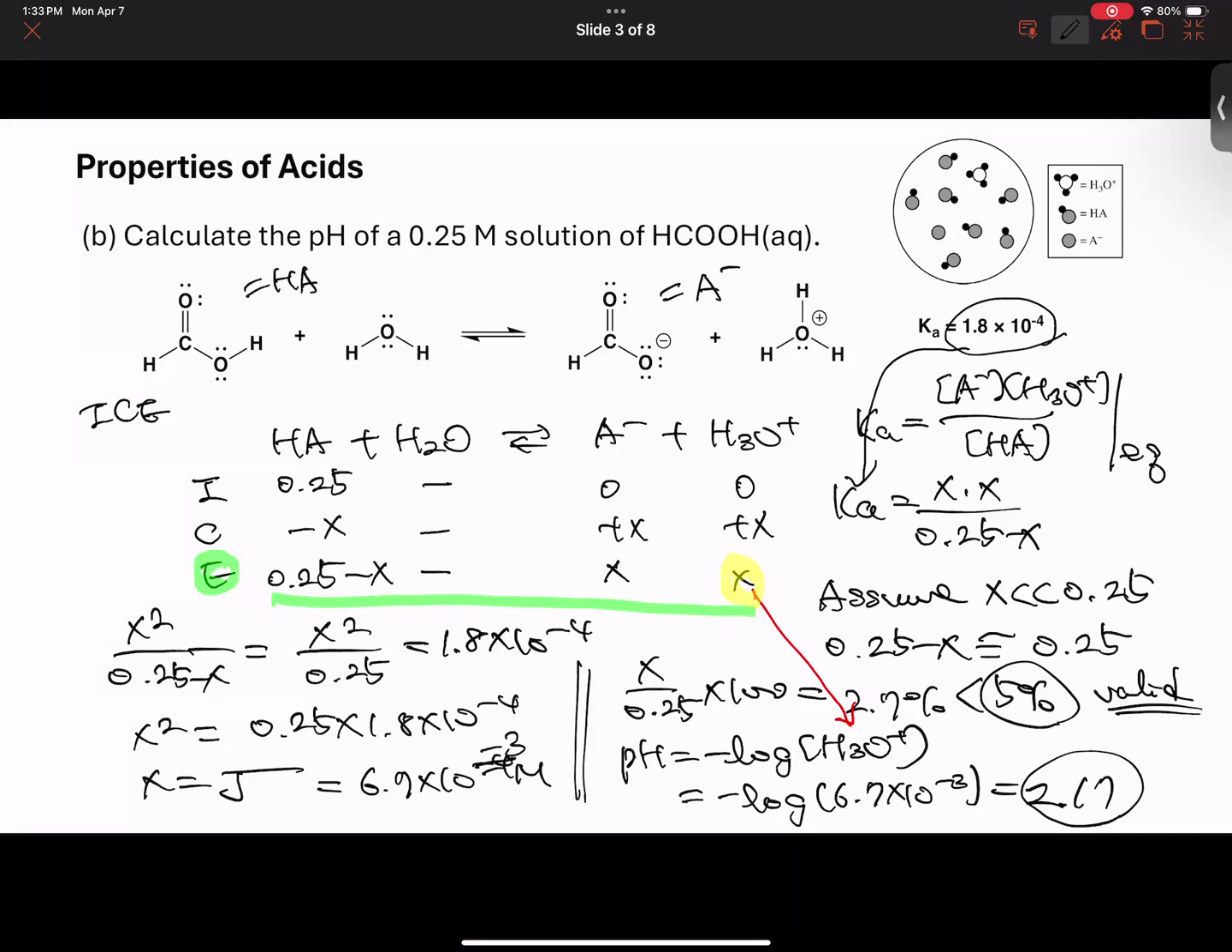Usually the pH of something like a carboxylic acid solution is around 3.45, close to the pKa value. There are two things. First, the Ka value is relatively large, 1.8 times 10 to the negative 4. Formic acid, this methanoic acid, is more acidic than other regular carboxylic acids. And also the concentration of 0.25 molarity. Usually the working concentration is 0.1, 0.2 molarity. 0.25 is a little bit higher than the usual concentration. These two factors combine to make the pH value 2.17.